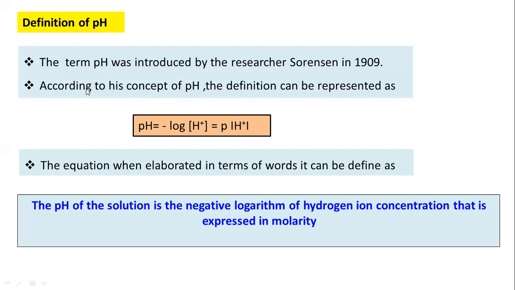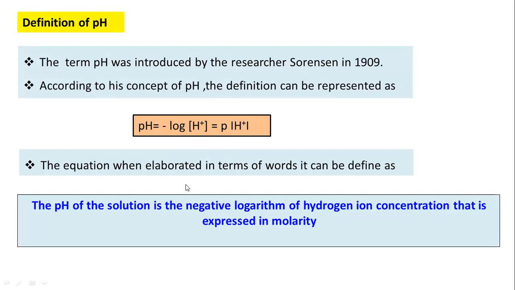So the definition of pH: the term pH was introduced by the researcher Sorensen in 1909, and according to the concept of Sorensen, the pH can be represented in equation form. pH is the negative log of H plus ion concentration, or pH is equal to negative logarithm of hydrogen ion concentration. So that is the mathematical presentation for the pH definition.